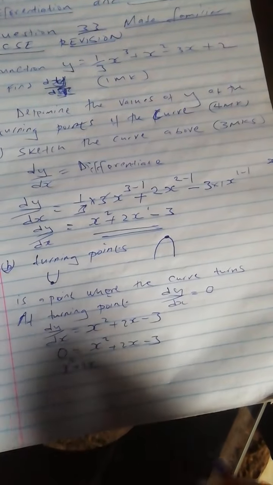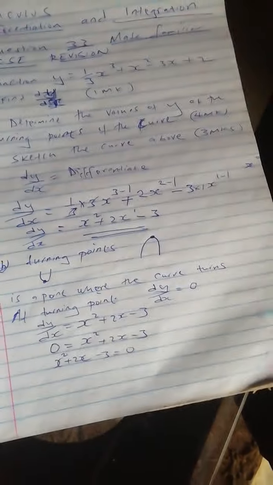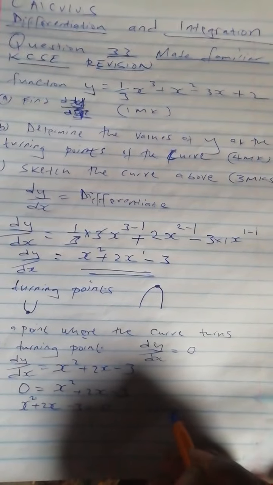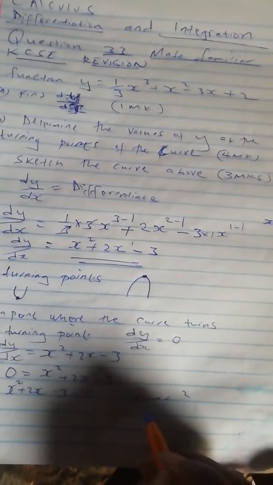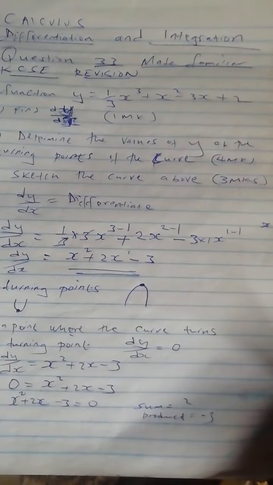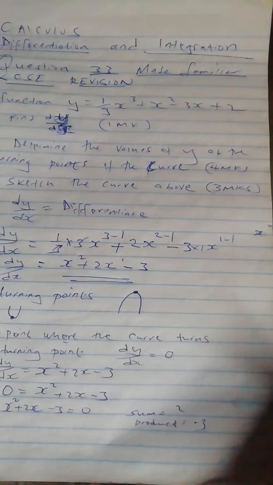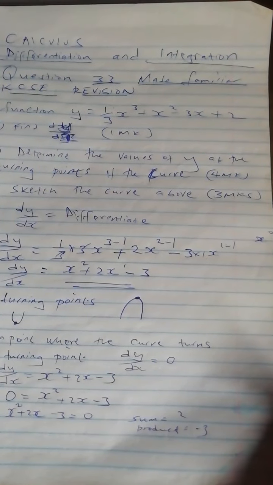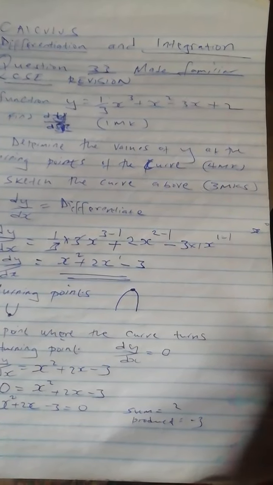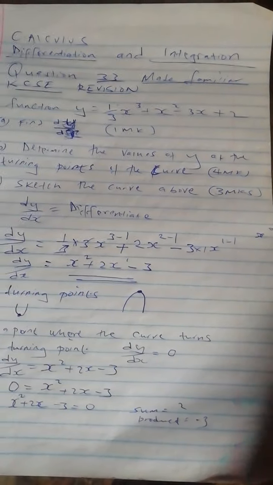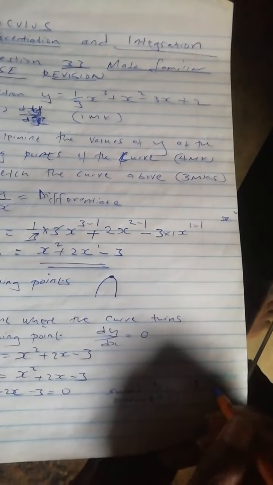So the equation is x squared plus 2x minus 3 equals 0. Let's try factorization. We know the sum is 2 and the product is -3. Think of numbers that multiply to give -3 and add to give 2. I think we all know those numbers: 3 and -1.